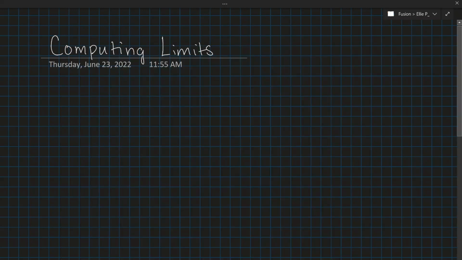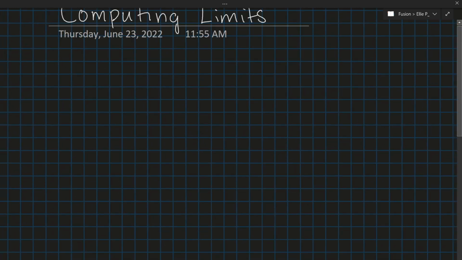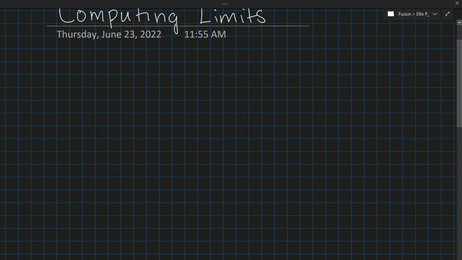All right, so we've already learned how to compute limits graphically, and now we will learn how to actually compute them analytically, or using the equations.